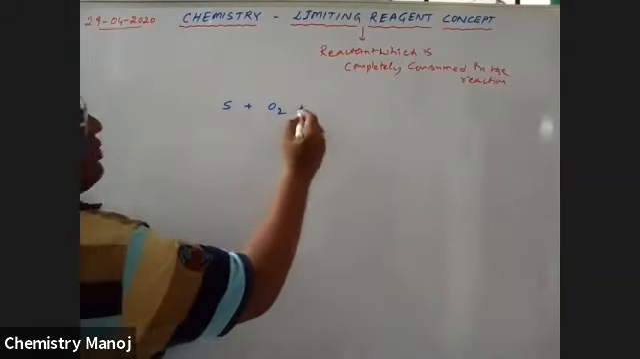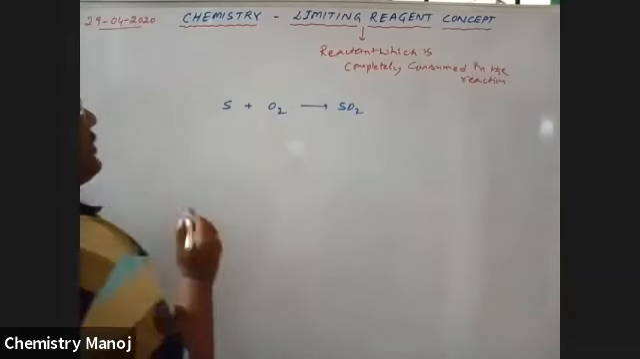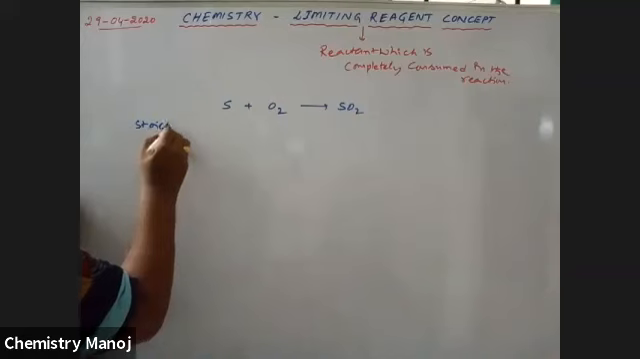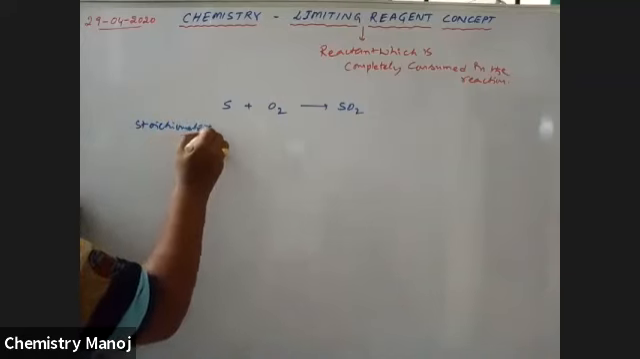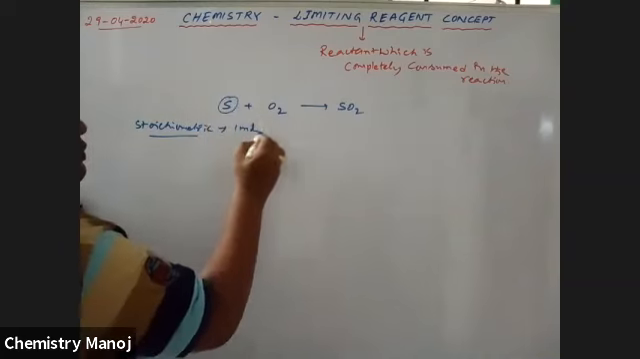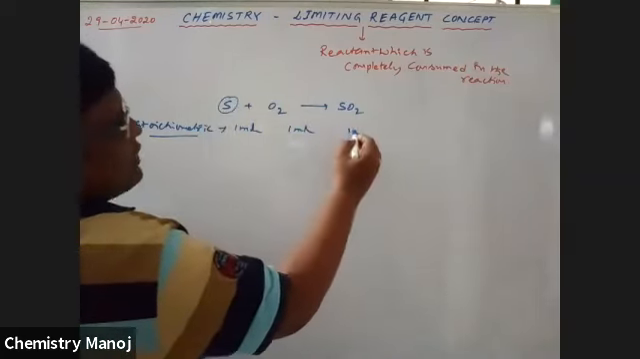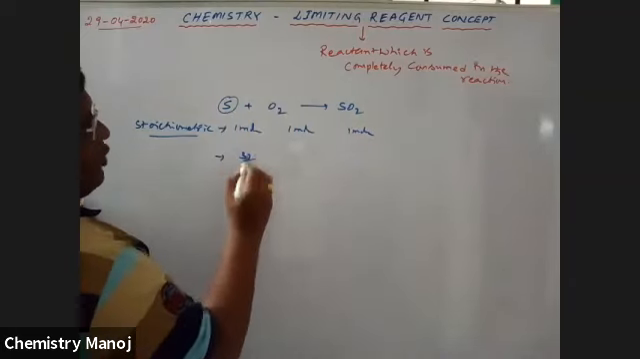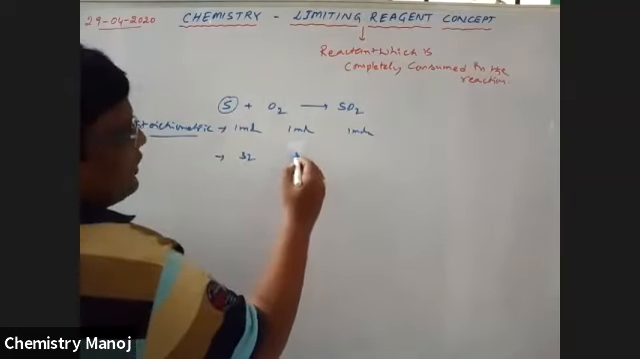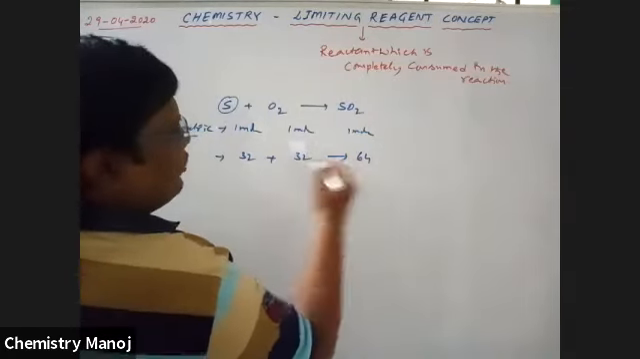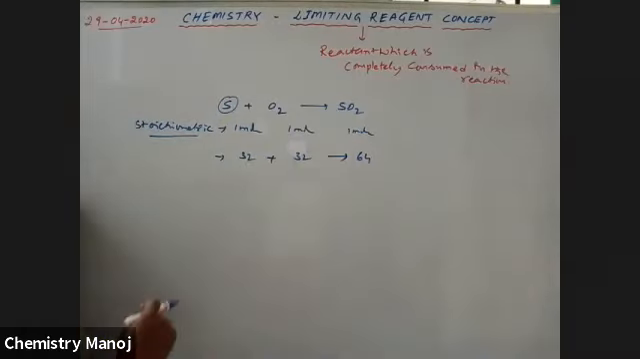Sulfur plus oxygen gives sulfur dioxide. So stoichiometric means the balanced one. Stoichiometric amount, it is 1 mole. That means 1 mole is atomic weight 32 grams. 1 mole of O2 is molecular weight 32 grams. 1 mole of SO2 is molecular weight 64. 32 plus 32 gives 64, and that is the law of conservation of mass.